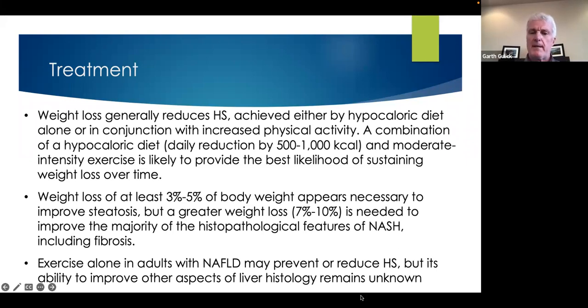Treatment, as it's always been, is going to continue to be weight loss based, and reduction of calories by 500 to 1,000 calories per day and just 3 times a week of moderate exercise has all the best outcome data. Weight loss of 3 to 5% of body weight appears to be necessary to improve steatosis, but it takes 7 to 10% to see meaningful changes in tissue and lab results. Exercise alone can actually have benefits, but clearly combination diet and exercise programs have the best outcomes.